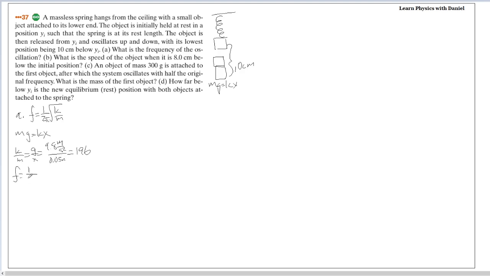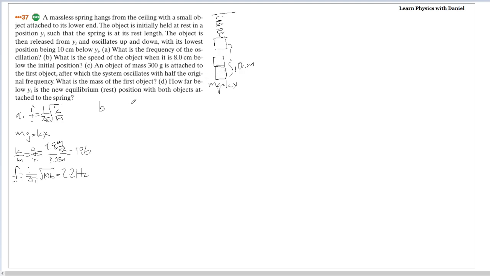This means that our frequency is equal to 1 over 2 pi times the square root of 196. And if you plug this into your calculator, you should get that your frequency is 2.2 hertz. Now for part B, we want the speed of this object when it is 8 centimeters below this initial position.